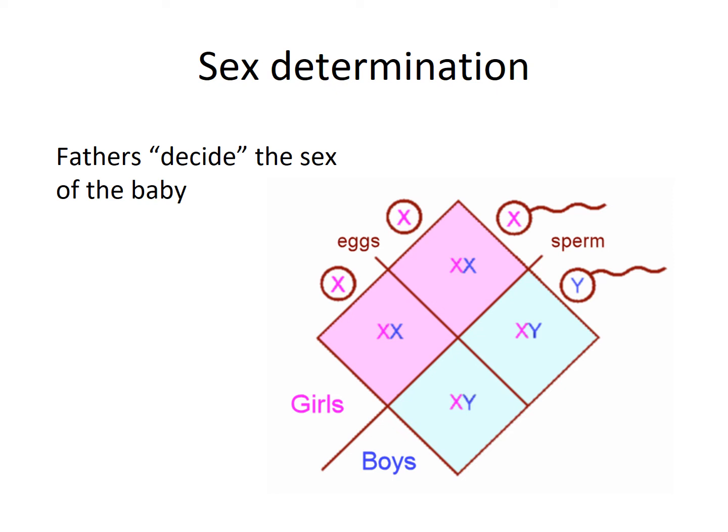Dads, however, have an X and a Y. So during meiosis, those get split up and 50% of his sperm bear an X and the other 50% of his sperm bear a Y. So it's the dad who decides the sex of the baby. In this Punnett square that's been tilted on its side, you have mom's X's and dad's XY's, and you can see that it's the dad's sperm, whether it contains an X or a Y, that determines whether or not they have a daughter or a son.